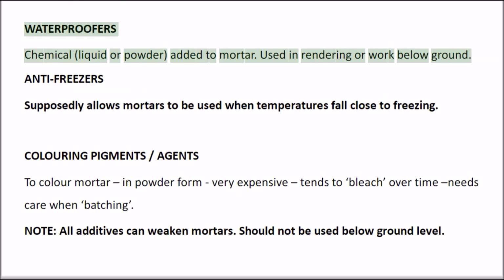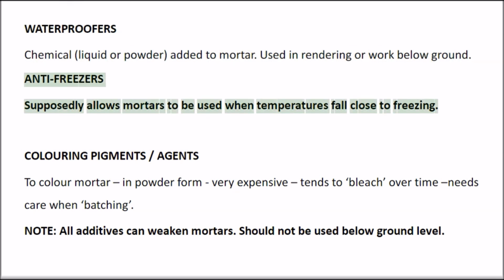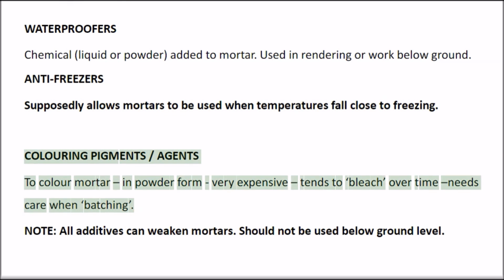Waterproofers: chemical, liquid or powder, added to mortar. Used in rendering or work below ground. Antifreezers supposedly allow mortars to be used when temperatures fall close to freezing. Coloring pigments: agents to color mortar in powder form. Very expensive, tends to bleach over time, needs care when batching.